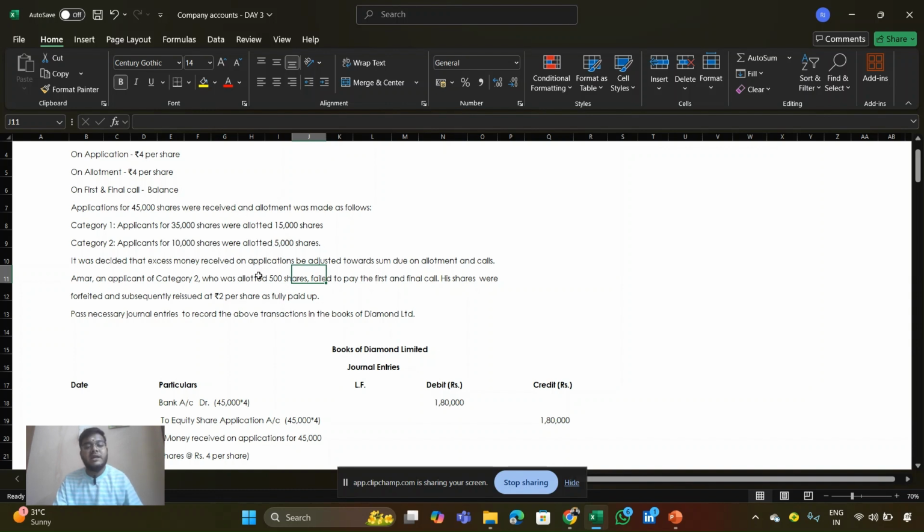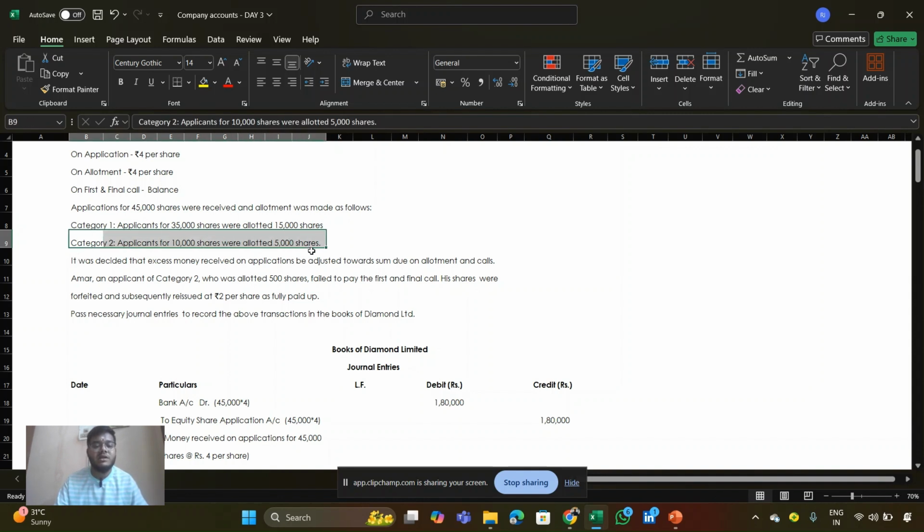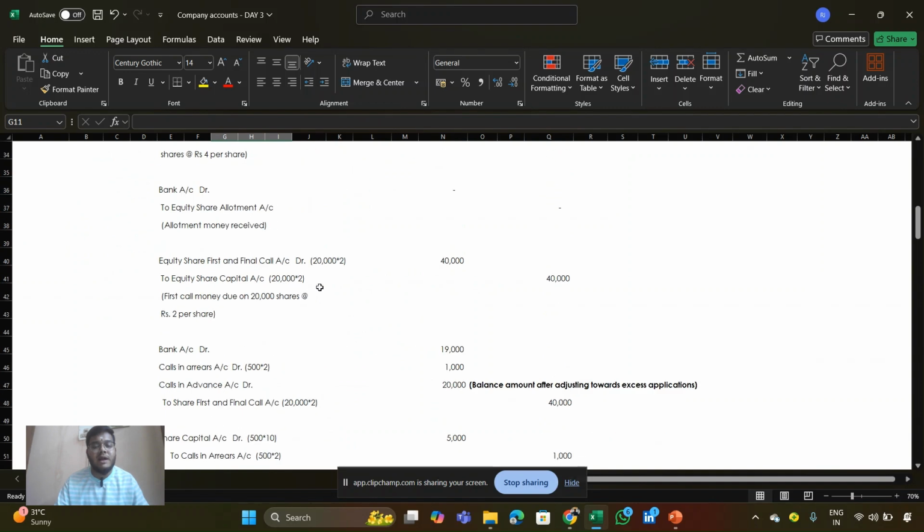In the second category he failed to pay 500 shares, so in the second category 500 shares will be less. In the first category he paid in full, and in the second category he paid half the amount. That's the point. So both categories are inclusive of the 500 shares he didn't pay, and that is why the balance amount is 19,000.